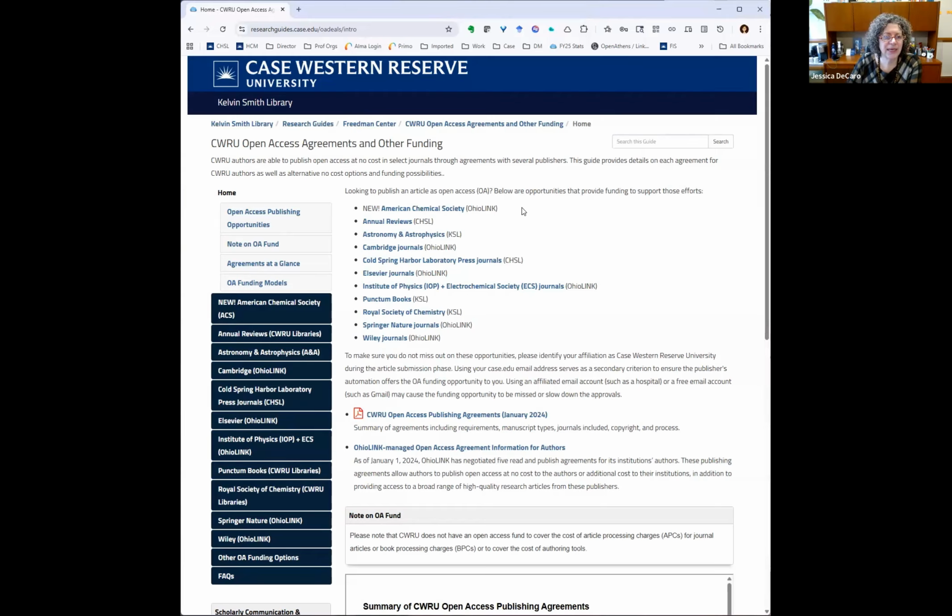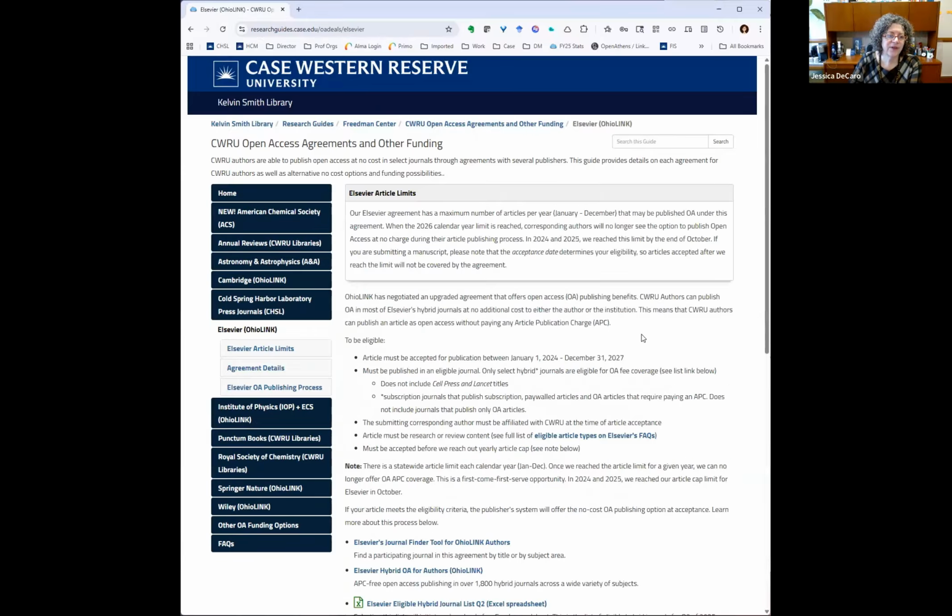At the top, you can see we have the different journal publishers. So the American Chemical Society, which is a suite of journals, annual reviews, astronomy and astrophysics, Cambridge journals, et cetera, et cetera. So what's off at the side is who put these agreements together. And if we click on either here, or you can click on down here, we can take a look at these better. So let's start with Elsevier.